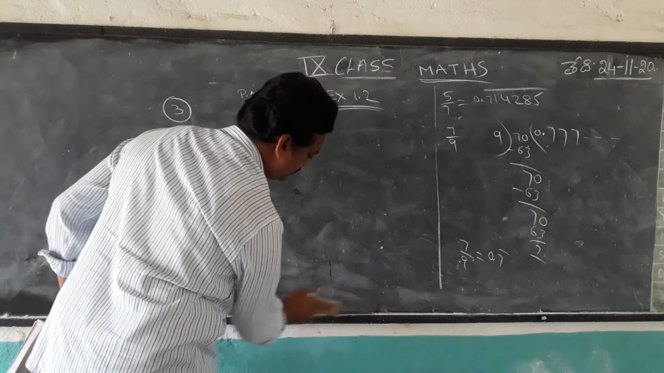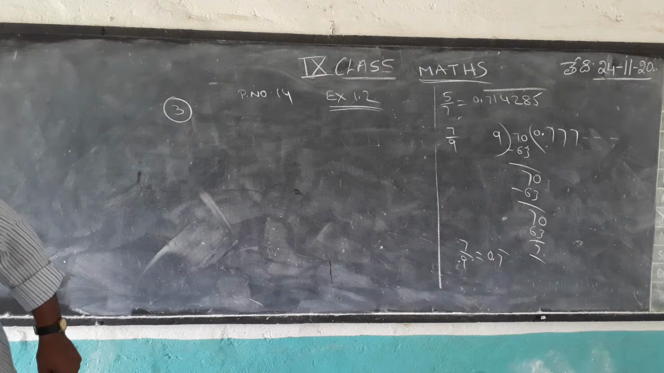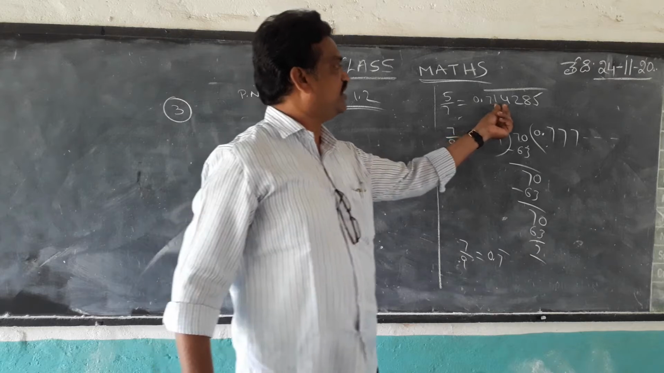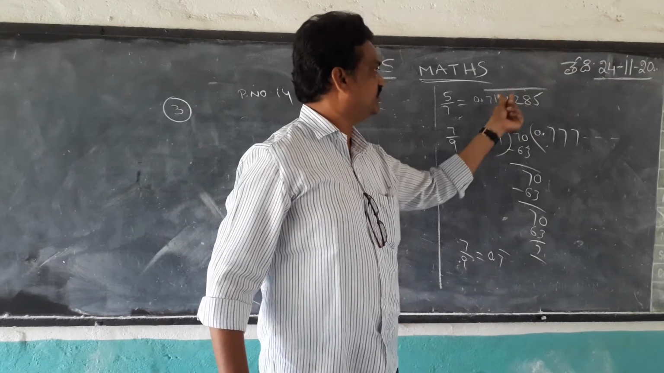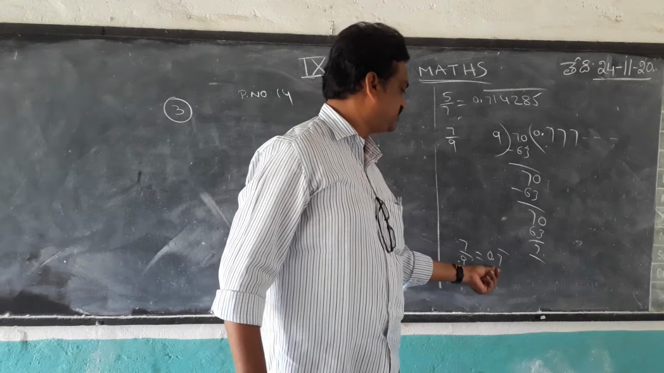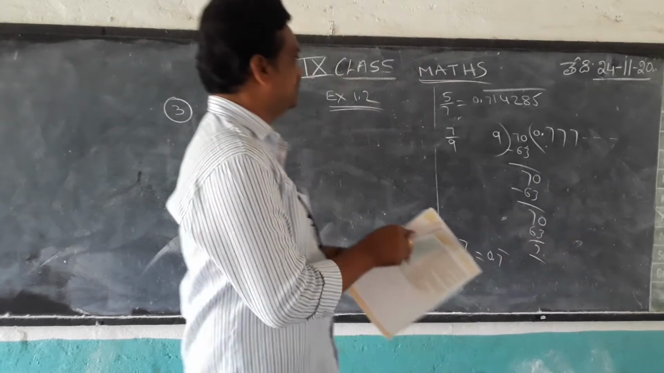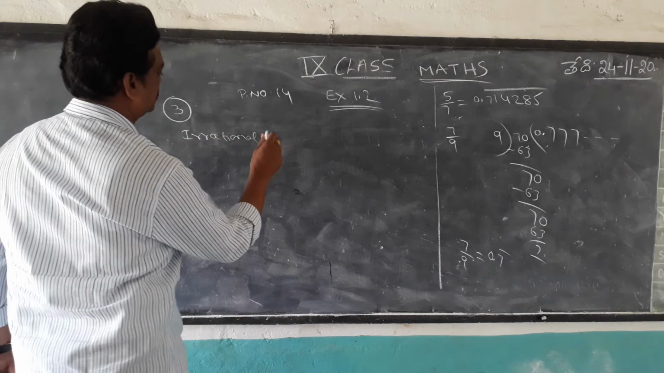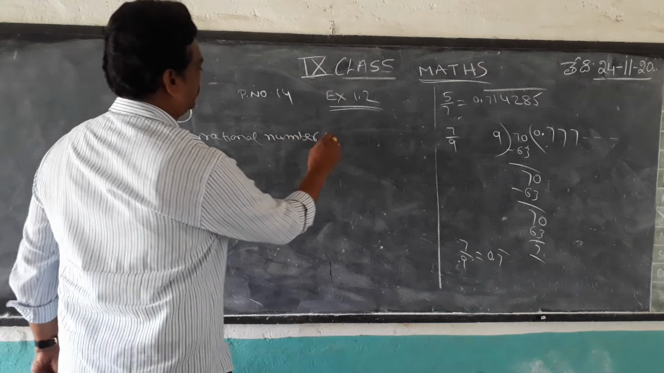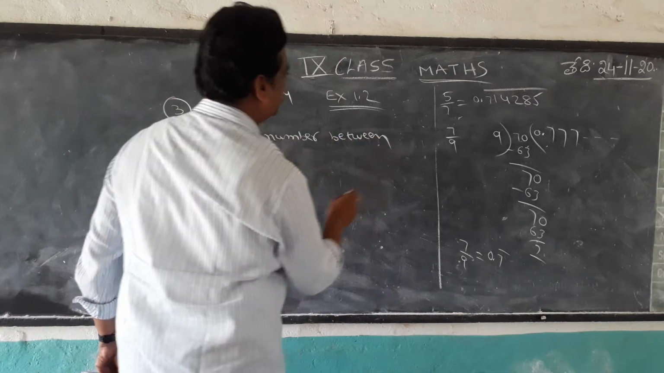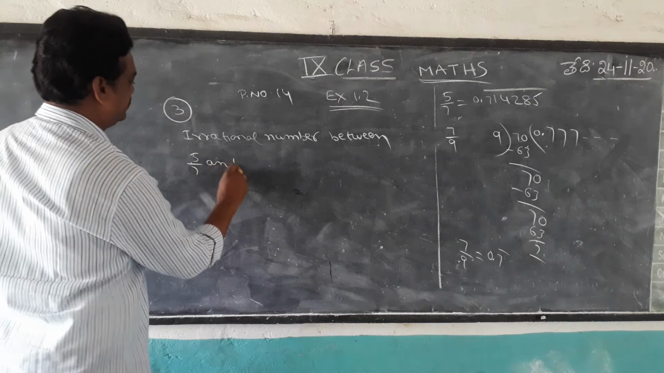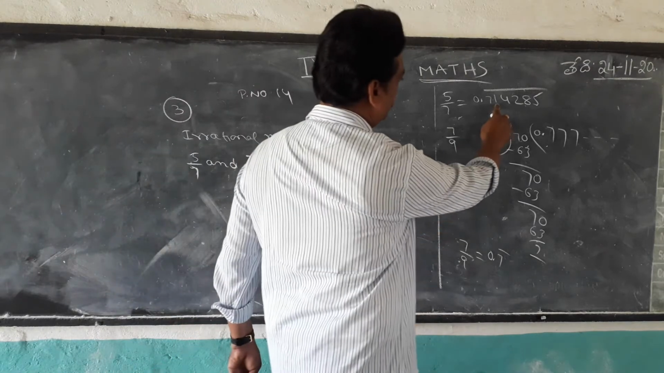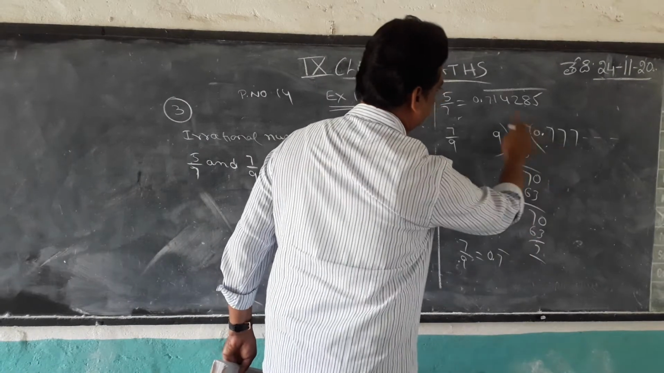What we have to do? We have to write an irrational number between 5 by 7 and 7 by 9. 5 by 7 answer is 0.714285 and so on, repeating. 7 by 9 is equal to 0.7 bar, that is 0.777, repeating. Therefore, an irrational number between 5 by 7 and 7 by 9: here 0.71, here 0.77.